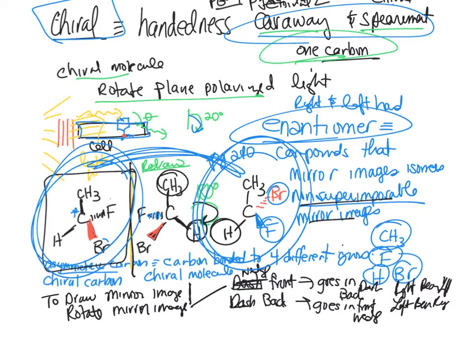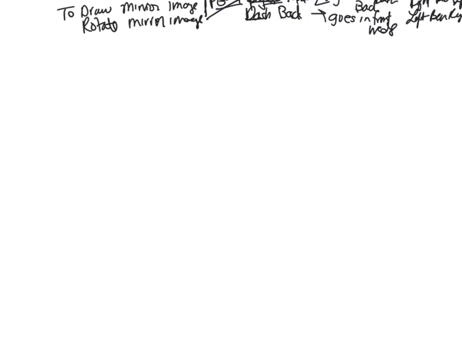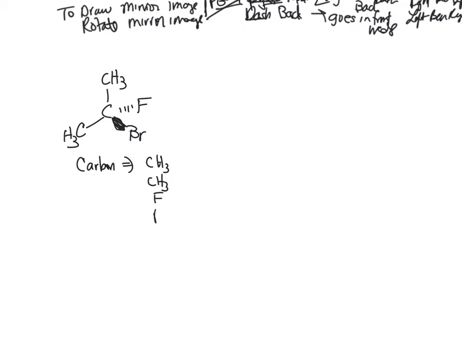Now, if you did this for a compound that didn't have a stereocenter, so let's take bromine here and chlorine here and CH3 here. So this is a carbon and it is bonded to CH3, CH3, fluorine, and bromine. You see how these are the two same things?